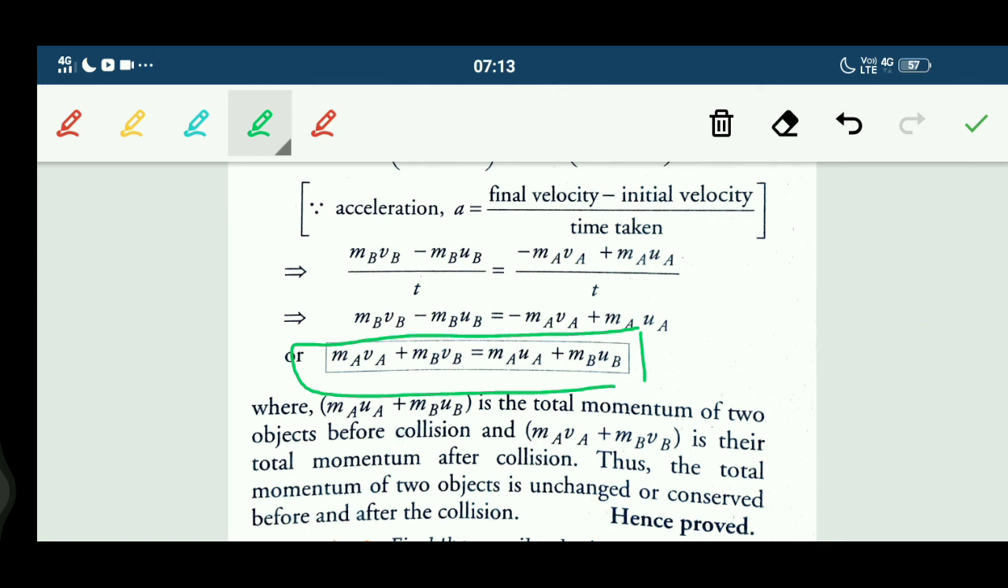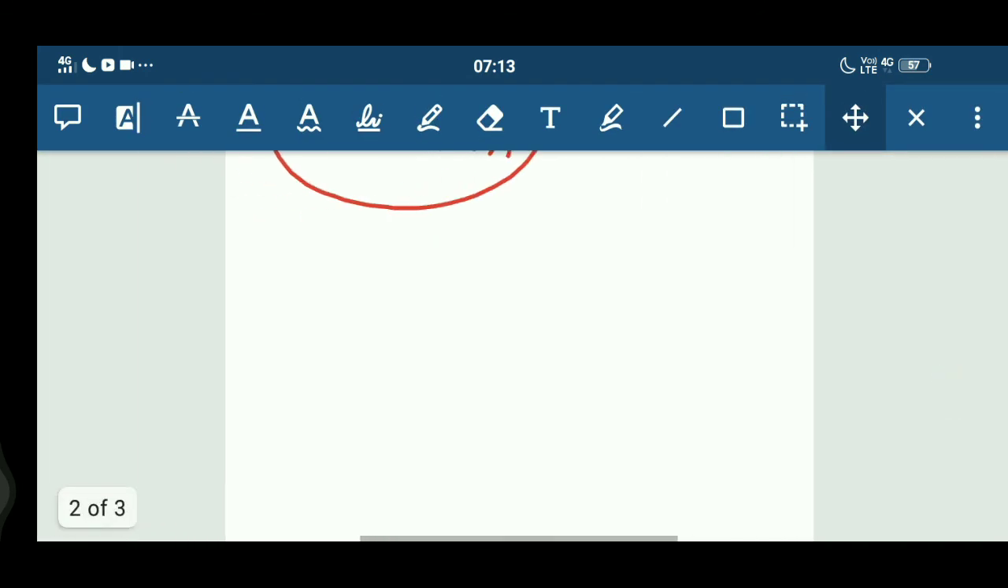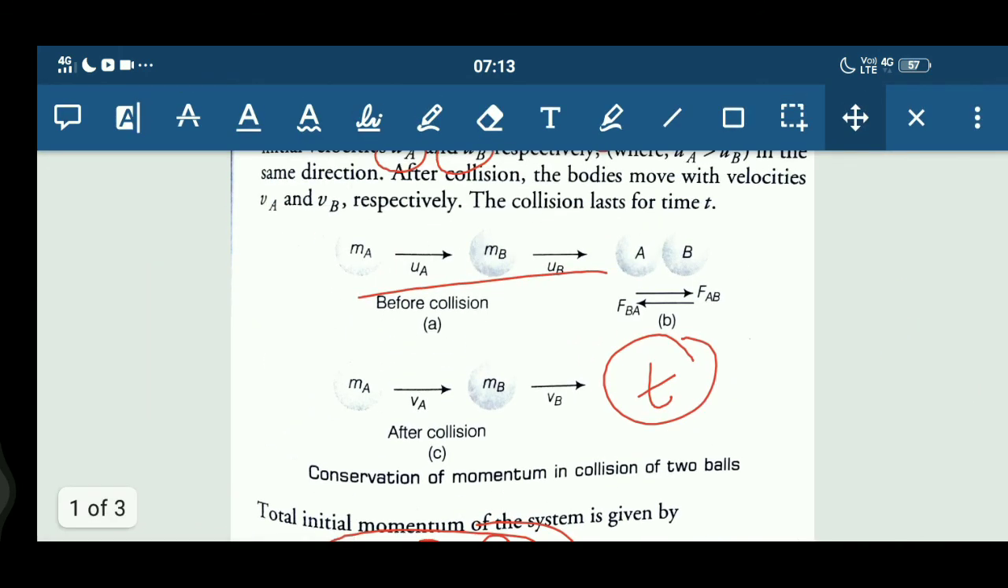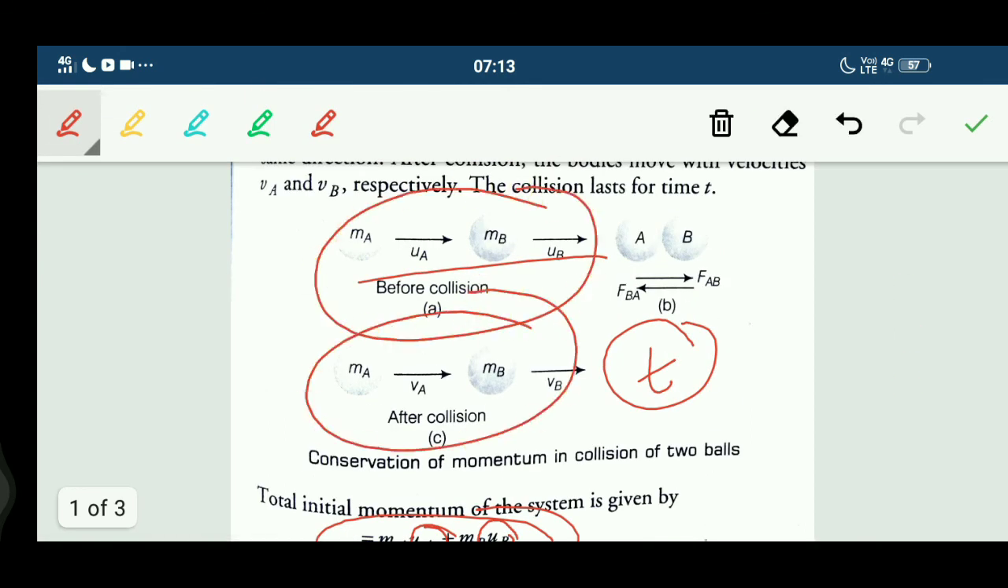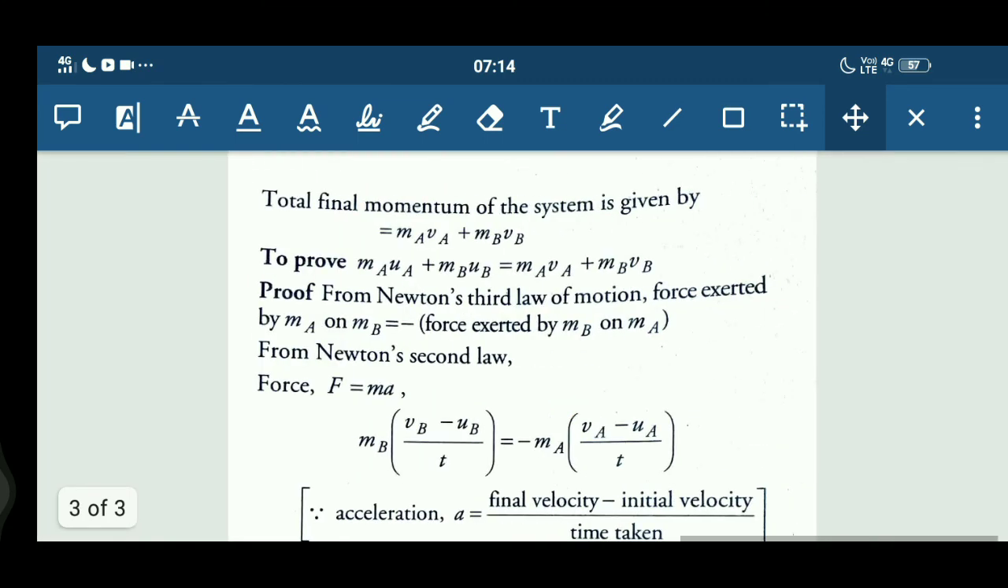So where MAUA plus MBUB, which is this one, children, this is the total momentum of two objects before collision. Remember this thing, before collision. And MAVA plus MBVB is their total momentum after collision, which remains unchanged or conserved. Fine, children, because I have already shown you the diagram here. So this situation is before collision and this situation is after collision. Fine, that is MAUA plus MBUB before collision and MAVA plus MBVB after collision. So this is what they have told us.